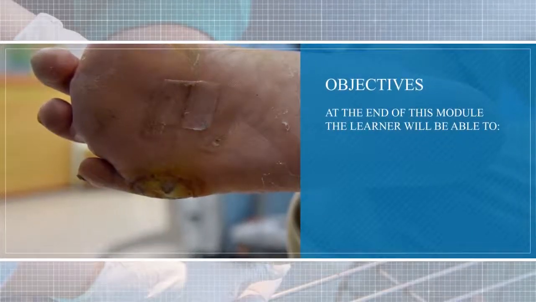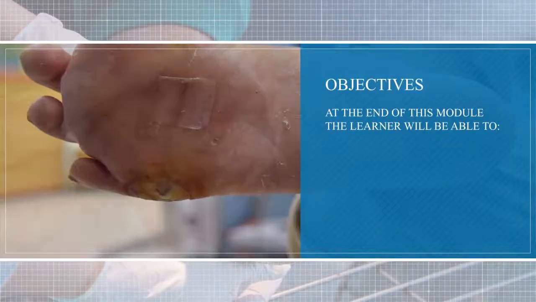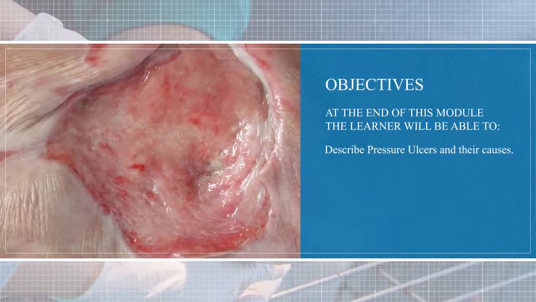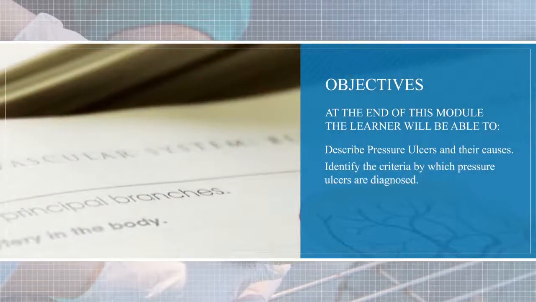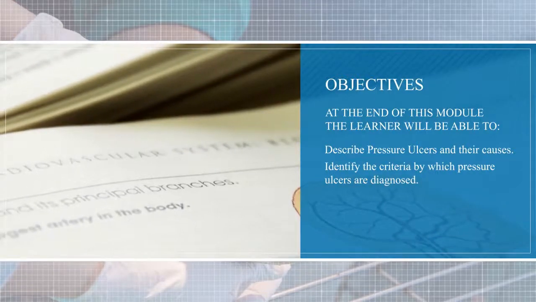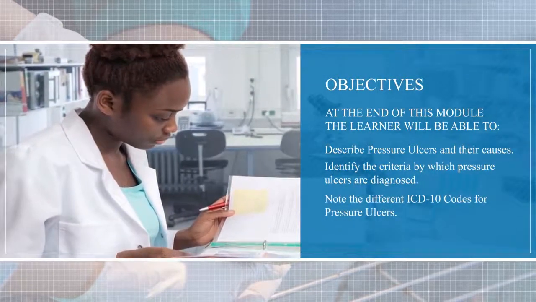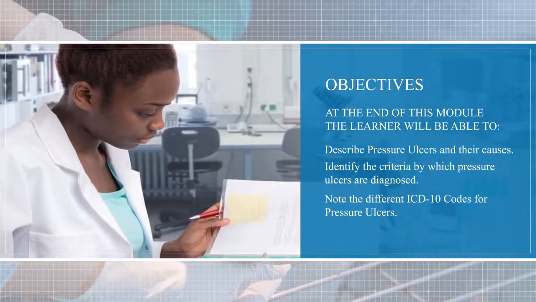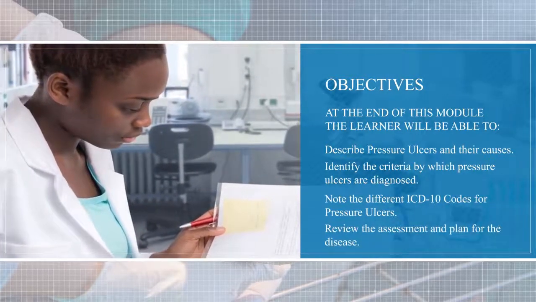At the end of this module, the learner will be able to describe pressure ulcers and their causes, identify the criteria by which pressure ulcers are diagnosed, note the different ICD-10 codes for pressure ulcers, review the assessment and plan for the disease.